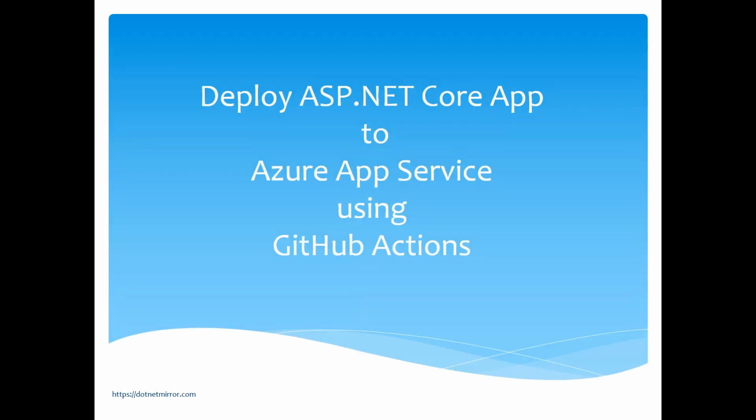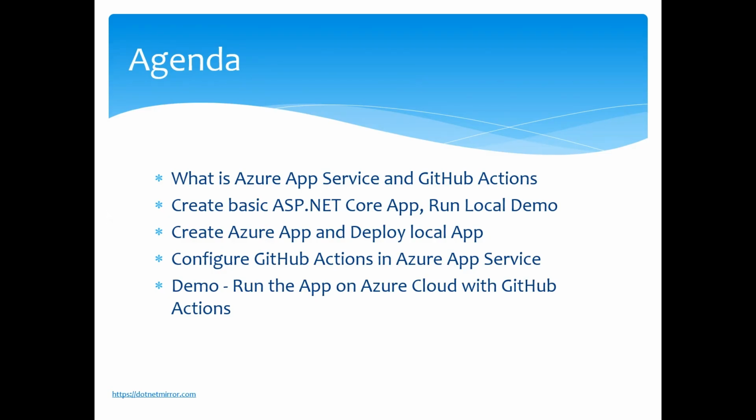Today let's understand how to deploy an ASP.NET application to Azure App Service using GitHub Actions as a deployment option. In this video, we will understand what is an Azure App Service and GitHub Actions. We'll create a basic ASP.NET app. We will try to deploy this app to Azure App Service using GitHub Actions.